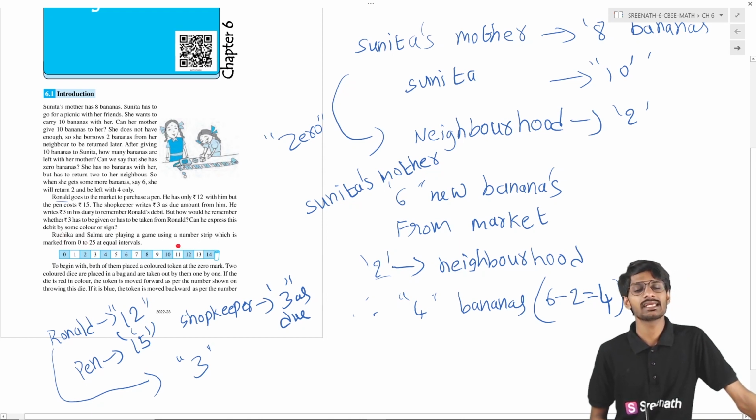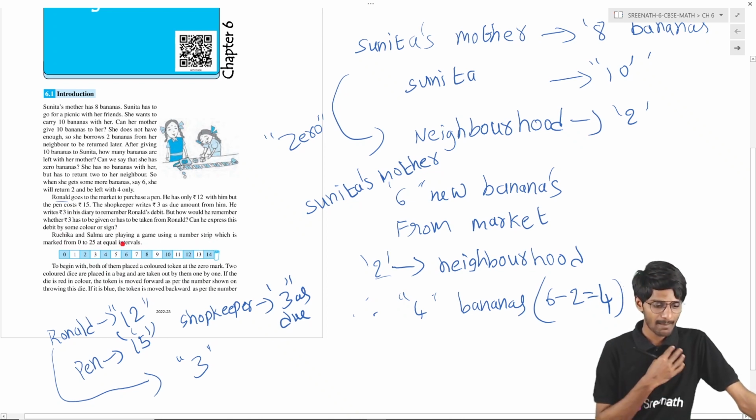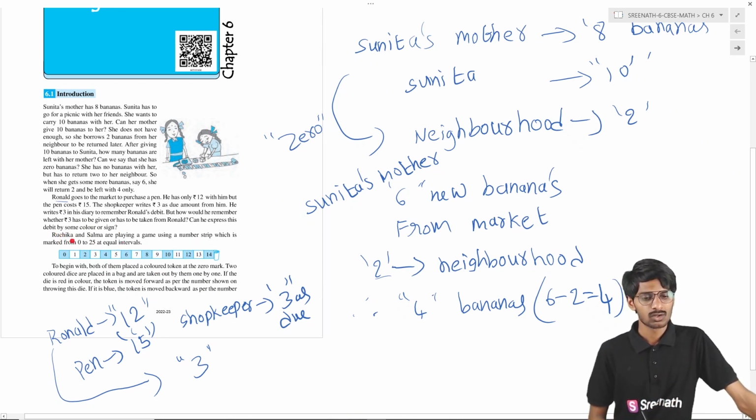Ruchika and Salma are playing a game using a number stick which is marked from 0 to 25 at equal intervals. So there are two girls, Ruchika and Salma, playing a game. Okay students, using a number stick with numbers from 0 and so on to 25. Before they begin the game, both will place their colored tokens at 0, and they will use two colored dice, which are placed in a bag and taken out by them one by one.